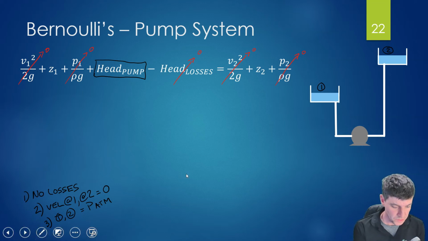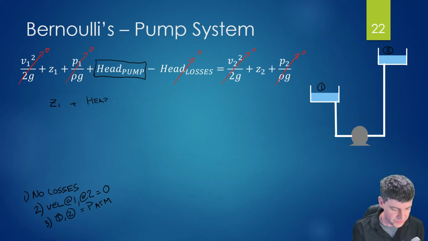and what I'm going to be left with is 3 of them. And so what it's going to say is that Z1 plus my head from the pump is going to be equal to Z2. And if I rearrange that, my head from the pump is going to be equal to Z2 minus Z1.